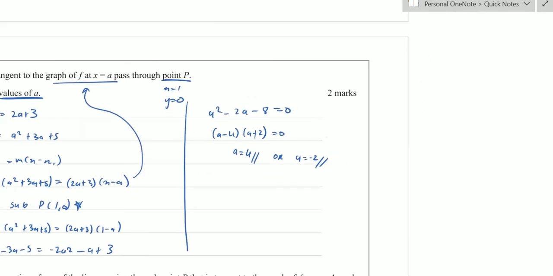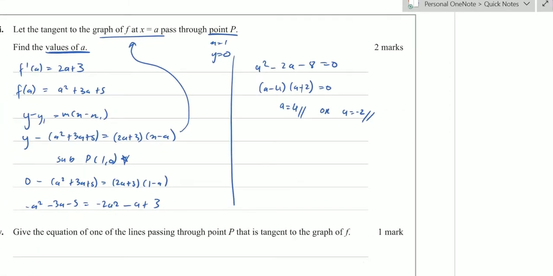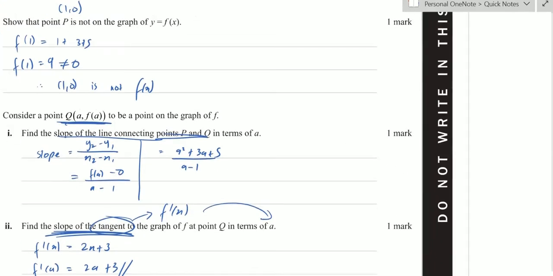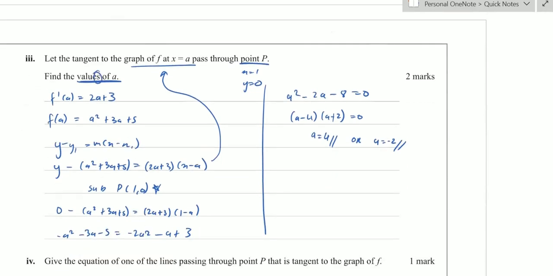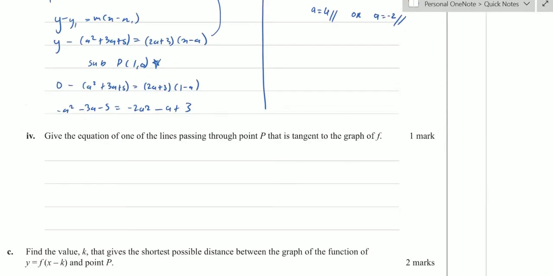Usually when you get multiple answers for a question, you always make sure that they both work, that you don't have to cancel one of them out. But for this question, like I said before, A doesn't have any restrictions. It could be any point on the graph. And the question is asking for values of A, so you can be pretty confident that both answers are correct and you don't have to get rid of one.